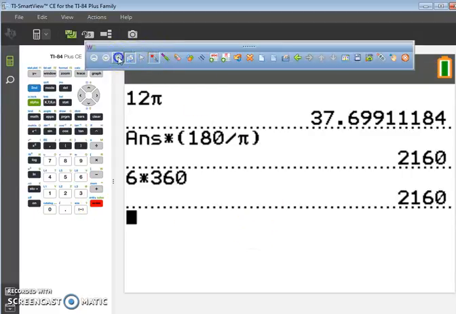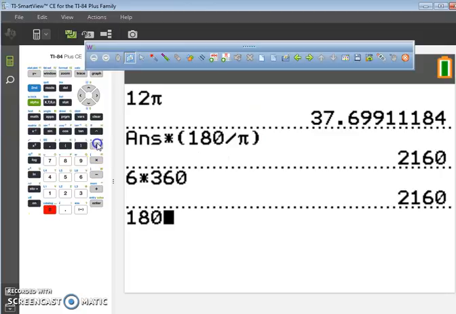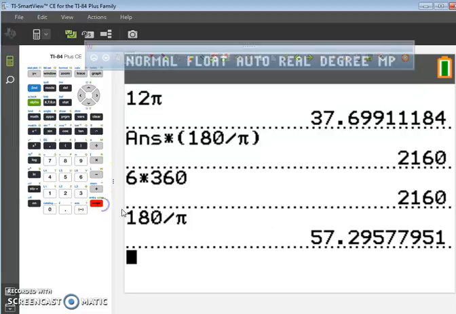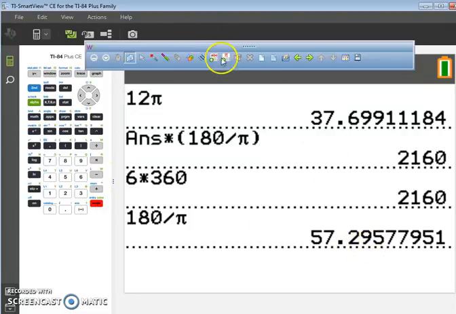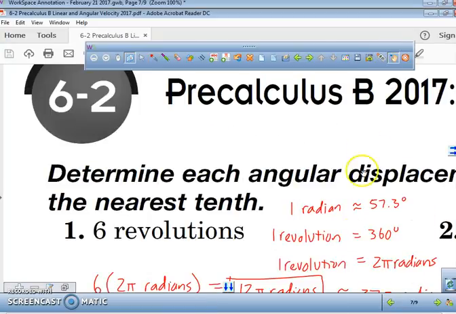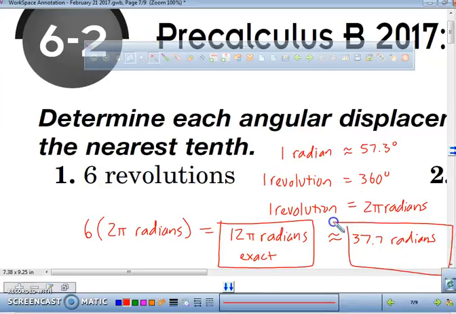Now, just remember, real quick, I did 180 over pi. That's the approximate value of 180 over pi, 57.3 degrees. If you did that in the calculator, you would see that 180 divided by pi. In case you're wondering how I got that, that's how I got the 57.3 degrees that I wrote earlier. Okay? So if we go back here, and I say, what's the angular displacement? This is your exact, and this right here is your approximate value. So that's all you have to do when you're finding your angular displacement.